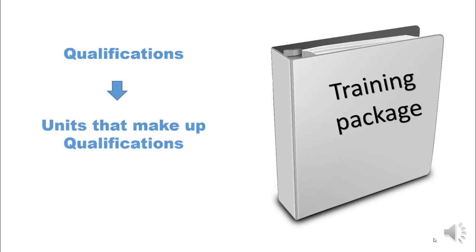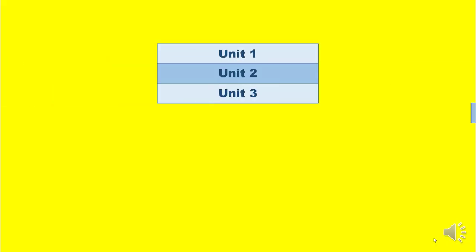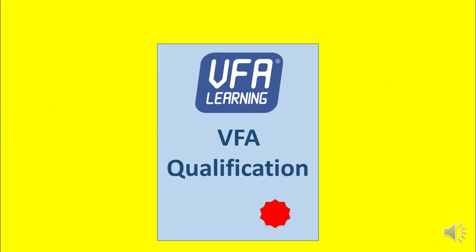VFA's assessments are designed based on the training package, which is established by industry councils funded by government. The training package provides information on the qualification, the units that make up the qualification, and the unit requirements. So this is all the information that VFA has to cover and assess when delivering that unit. Units are all the different job skills or subjects that you will cover in your course. Your course will include lots of units that come together to make up your qualification.